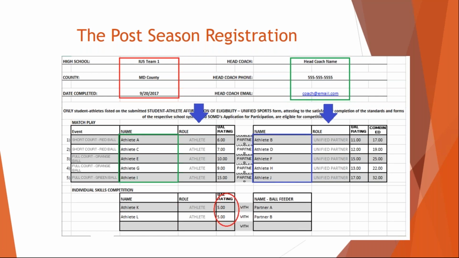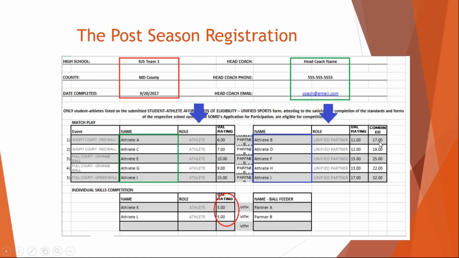Highlighted in green and blue, you'll see down here, we need the name of each athlete. Please complete the name as it appears on your affirmation of eligibility form that you submitted. Make sure you clearly define their role on either side of the Excel file. Notice that I've put all the athletes on one side and all the partners on another. That is not necessary, as long as each doubles team is only one athlete or one unified partner, that's fine.